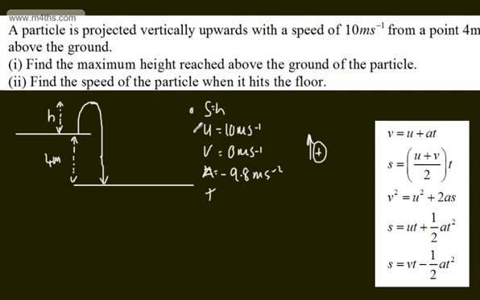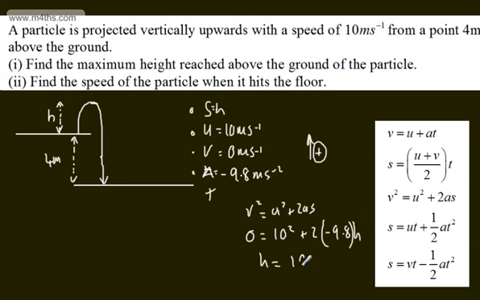So we're looking for this one, we got this one, we got this one. So we're going to use v squared is equal to u squared plus 2as. So we can say 0 will be equal to 10 squared plus 2 lots of now minus 9.8 multiplied by h. So h will be equal to 100, and again, all I'm doing is rearranging. That's 10 squared over 19.6. So let's go ahead and do that.